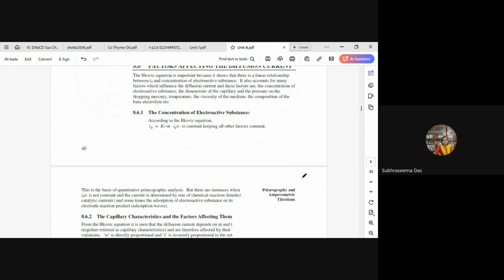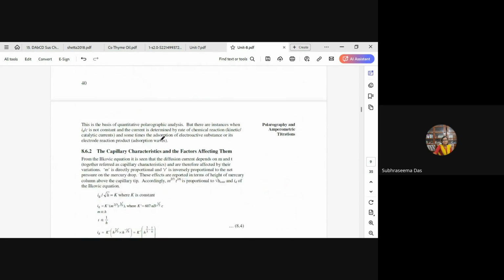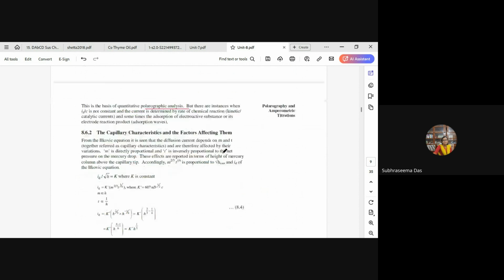First we will talk about the concentration of the electroactive substance. Now we know that according to the Ilkovic equation, ID is directly proportional to C. So this forms the basis of quantitative polarographic analysis. But there are certain cases where ID versus C is not constant and the current is determined by the chemical kinetics. So that is a very rare case.